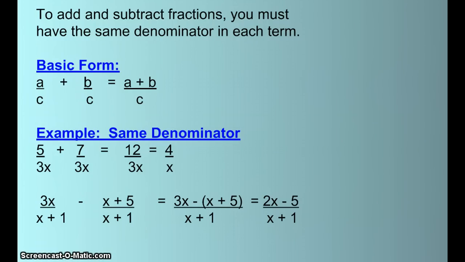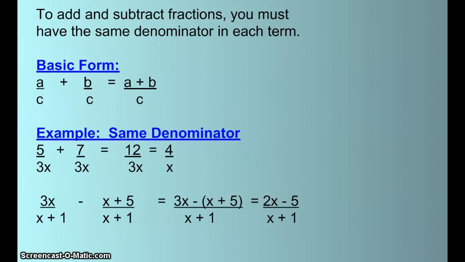In our example with the same denominators with numbers, we have 5 divided by 3x plus 7 over 3x. Because the denominators are the same, you just combine the numerators. So you end up with 12 divided by 3x. This can be simplified because you have common factors of 3 in both the numerator and the denominator. So you end up with 4 divided by x.